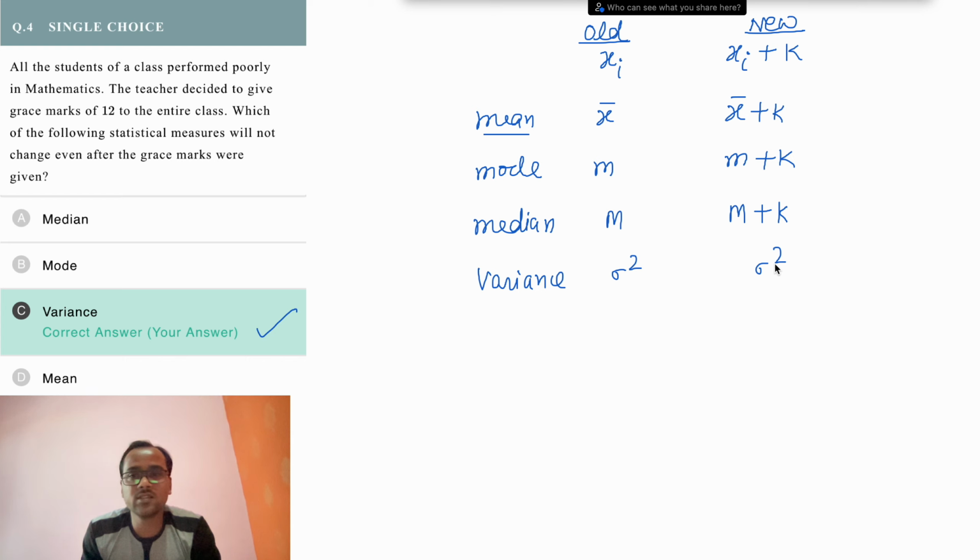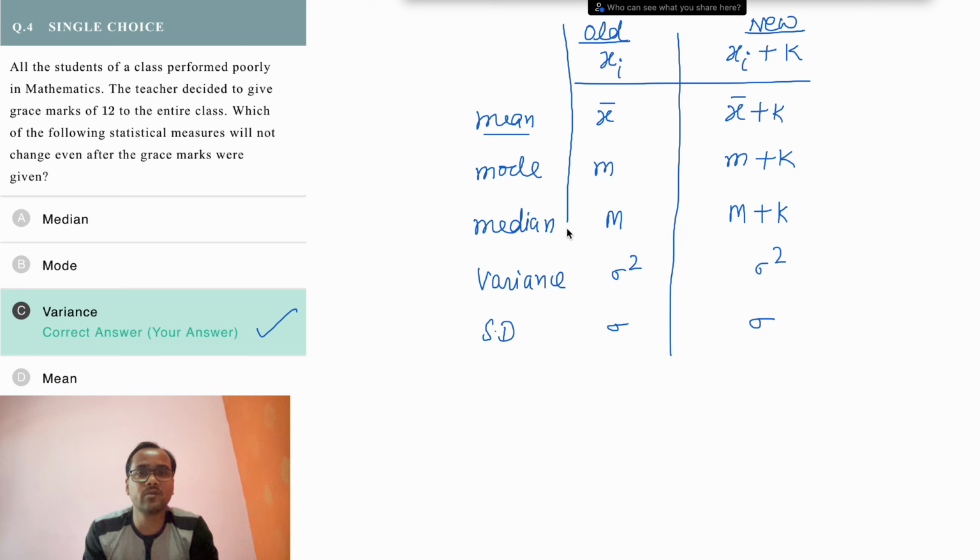One more thing, if variance is not changing while changing the data by adding some number k, standard deviation will not change. Standard deviation, if it was sigma, then now again it will be sigma. It will not change. I hope this should be clear. So if we increase the observations by some number k, then variance and standard deviation will not change. Mean, median, mode will be changed by the same number. So answer for this question is option C. Let's come to the next question now.